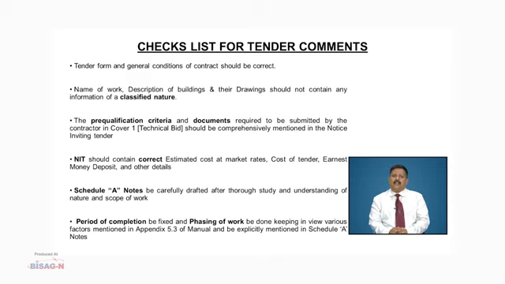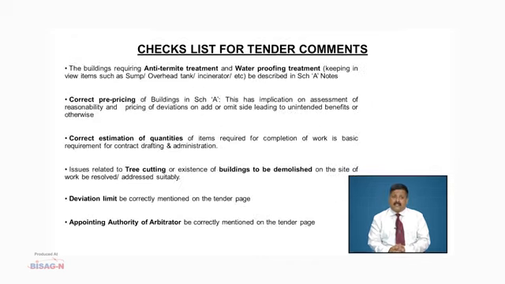The pre-qualification criteria and the documents required to be submitted by the contractor in cover 1, that is technical bid, should be comprehensively mentioned in the notice inviting tender and is checked. The NIT should contain correct estimated cost at market rates, the cost of tender, the earnest money deposit and all other details. It is also checked whether the buildings require anti-termite treatment and waterproofing treatment, keeping in view items such as sump, overhead tank, incinerator, etc.